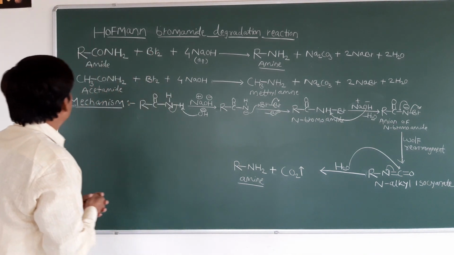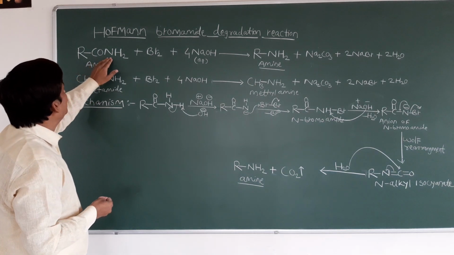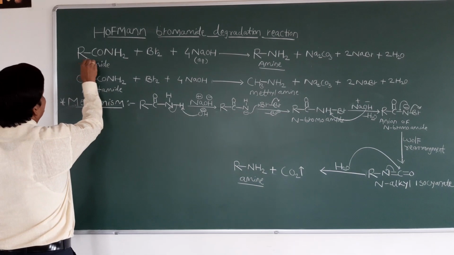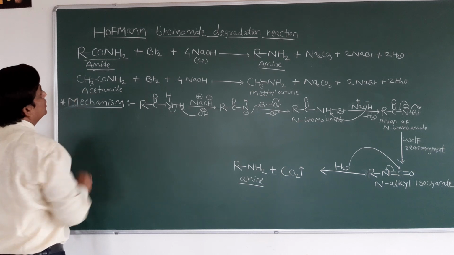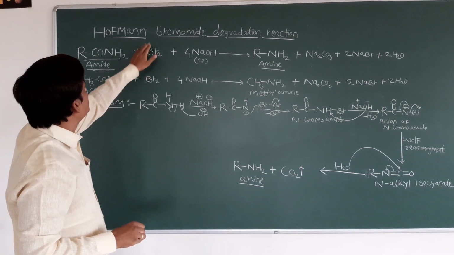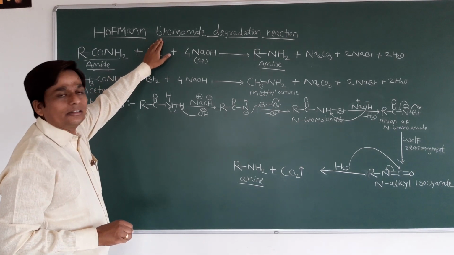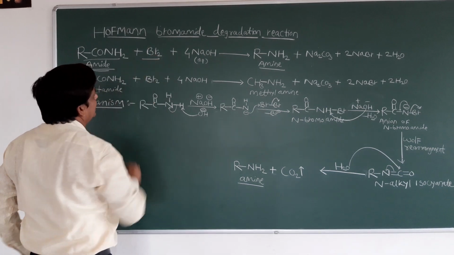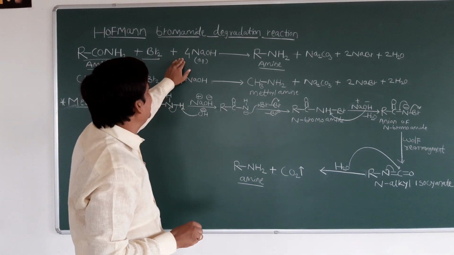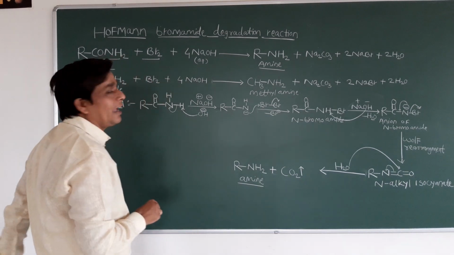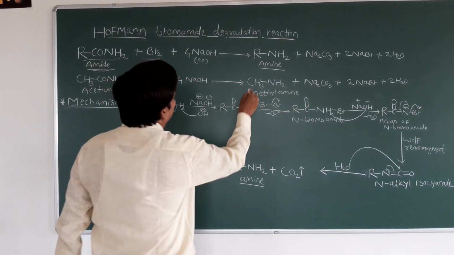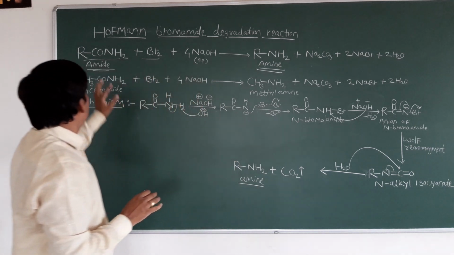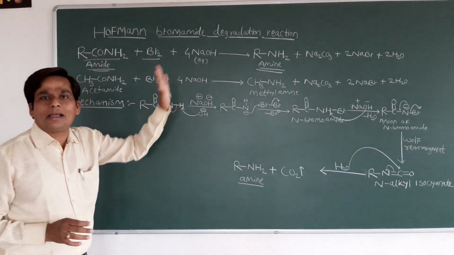Here, RCONH2 is nothing but an amide. This amide reacts with bromine. The name itself indicates bromamide, meaning bromine is there. Here I am using bromine, then we use a strong base, that is 4 NaOH, in aqueous medium. So here we will get what? Amine. This amide converts into the amine.